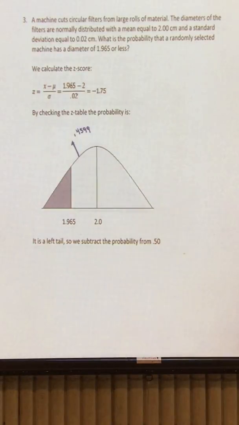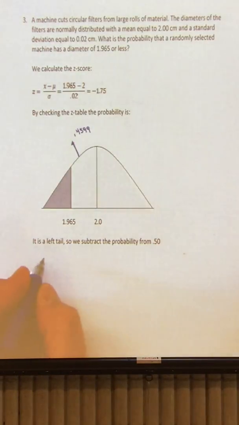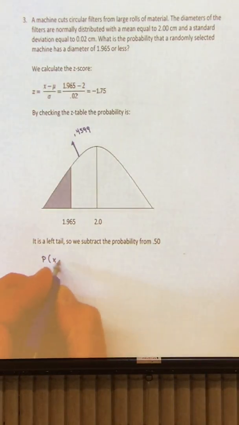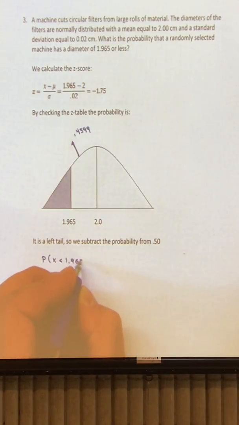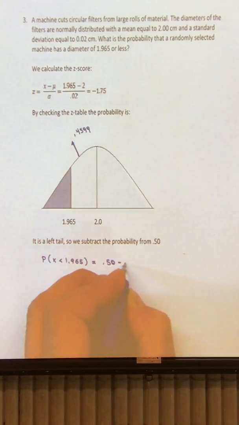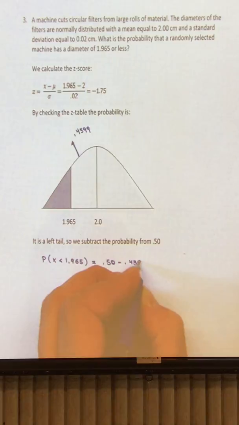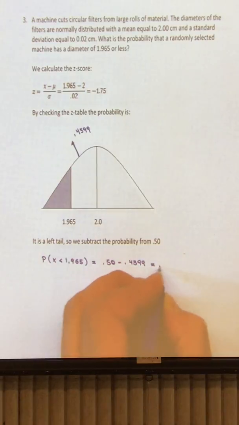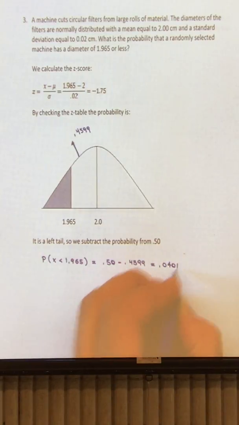And because you look for a tail, you have to subtract the probability from 0.5. So probability X to be less than 1.965 will be 0.5 minus 0.4599, which is 0.0401.